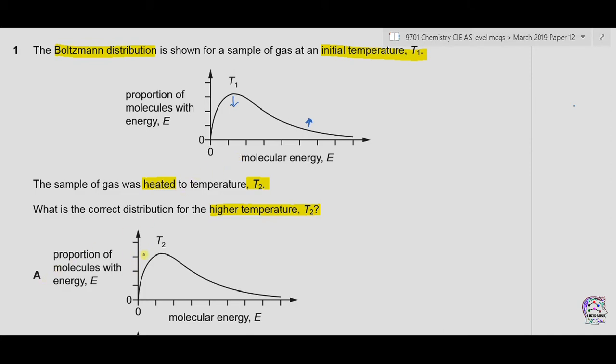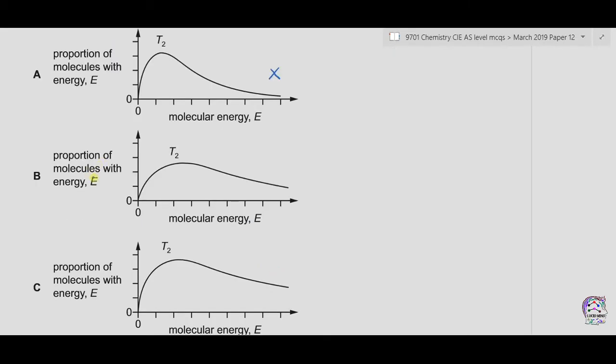In A, they have given the same curve as given in the question. So there is no change in the curve, so therefore A is not the possible answer. It is incorrect. For B, you can see that hump of the curve has decreased and this part of the curve has increased. Also, the area under the curve remains constant. Now more molecules have larger energy as compared to the curve given in the previous temperature. So this could be the possible option.